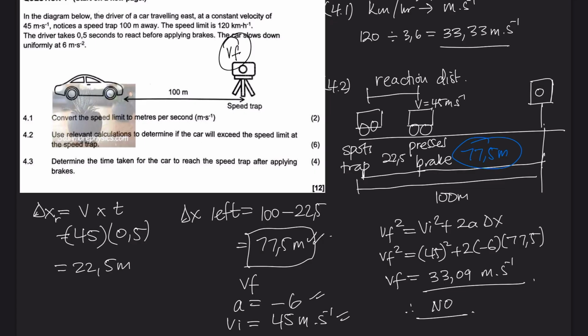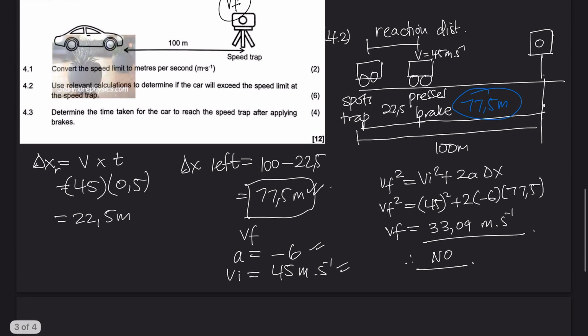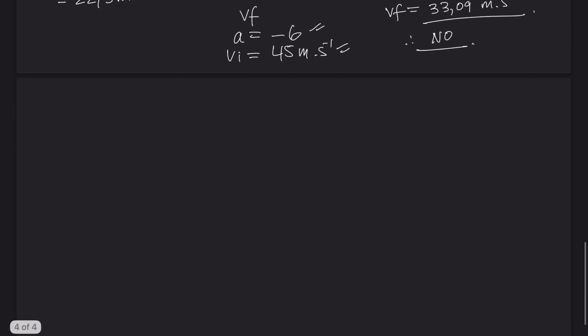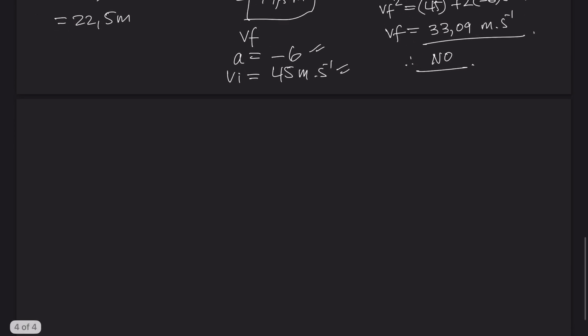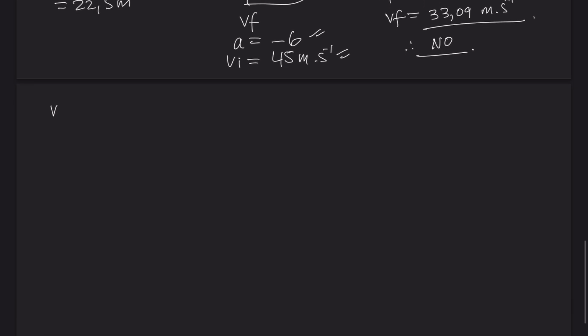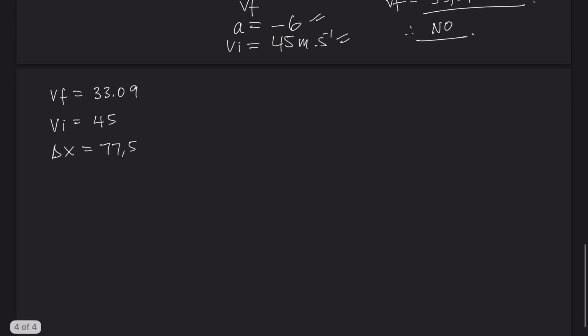Okay, question 4.3. Determine the time taken for the car to reach the speed trap after applying the brakes. So again, let's write down the quantities that we know. We know the VF when he reaches the speed trap is 33.09. We know VI was 45. We know delta x was 77.5. We also know acceleration, which is -6.